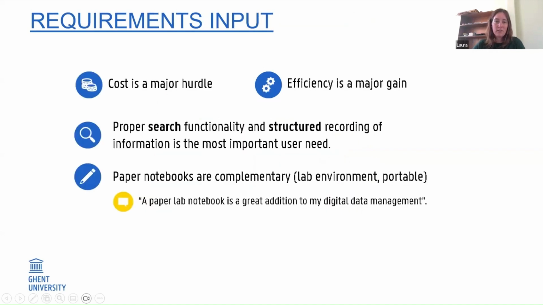On the next slide, you see the very, very short summary of what this requirements gathering resulted in. That is mainly that it should be efficient for researchers. They were looking for good search functionality, structured reporting, so they want to be able to access the information more quickly. But only in very rare cases did the research teams themselves acquire a license because of the cost of these systems. They also did not want to completely replace paper. They thought that paper lab notebooks were complementary to a digital environment.